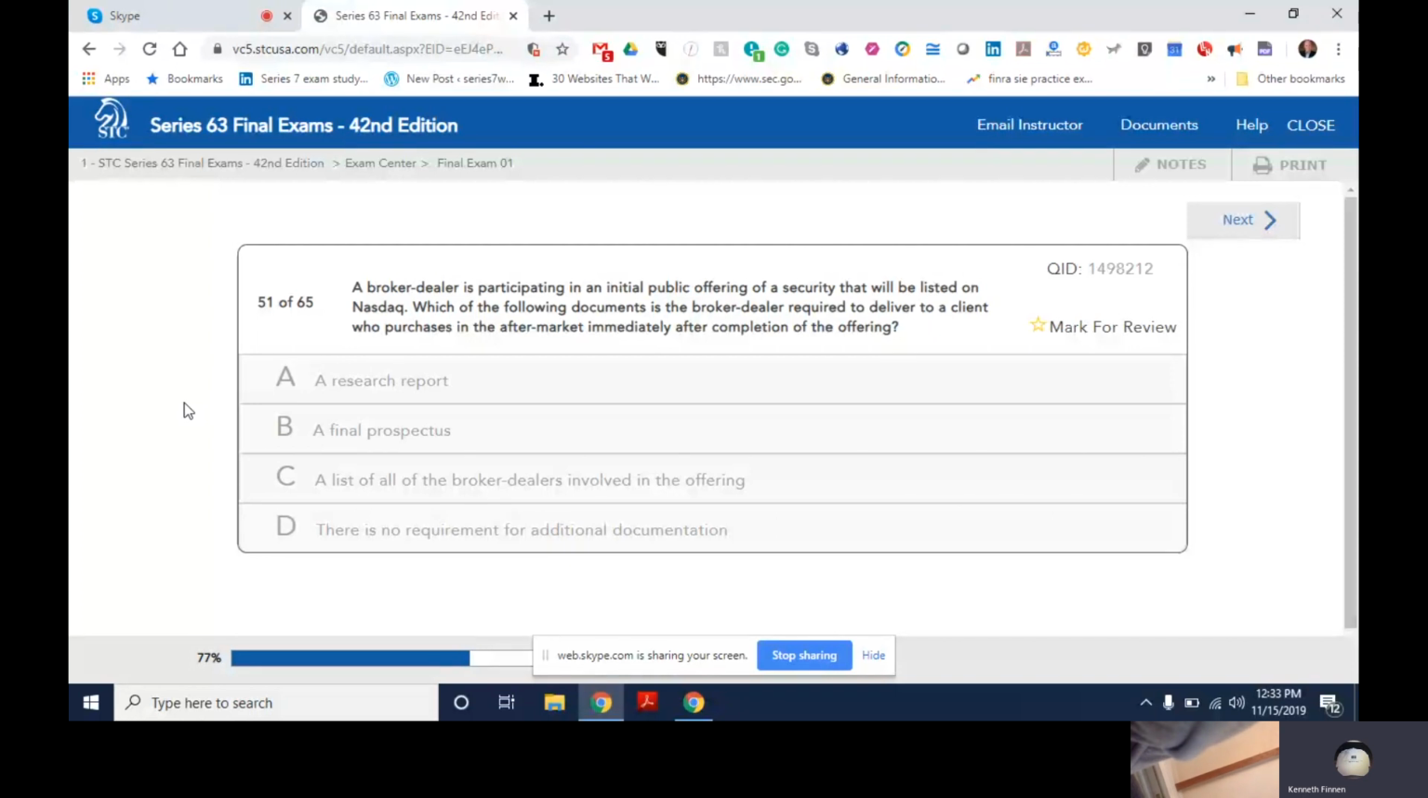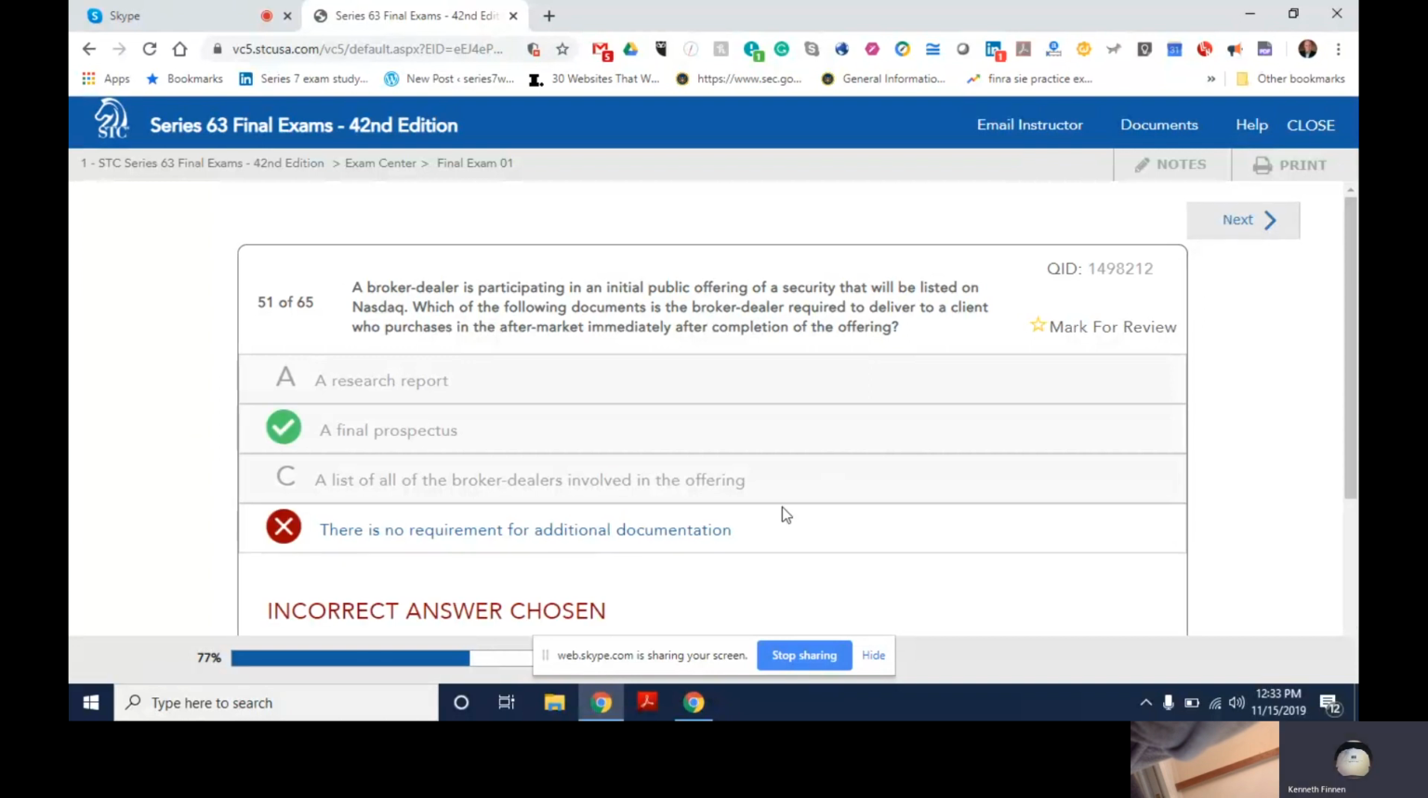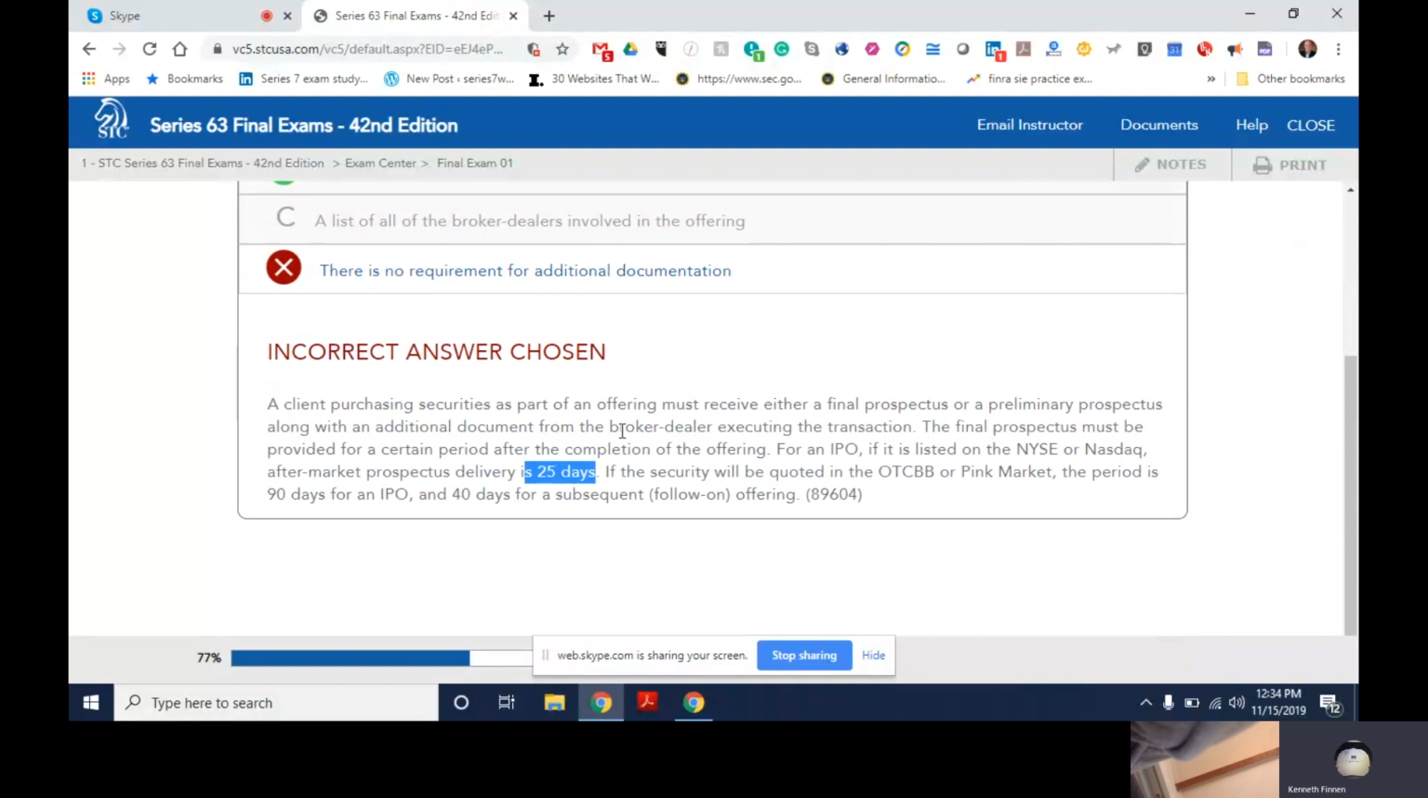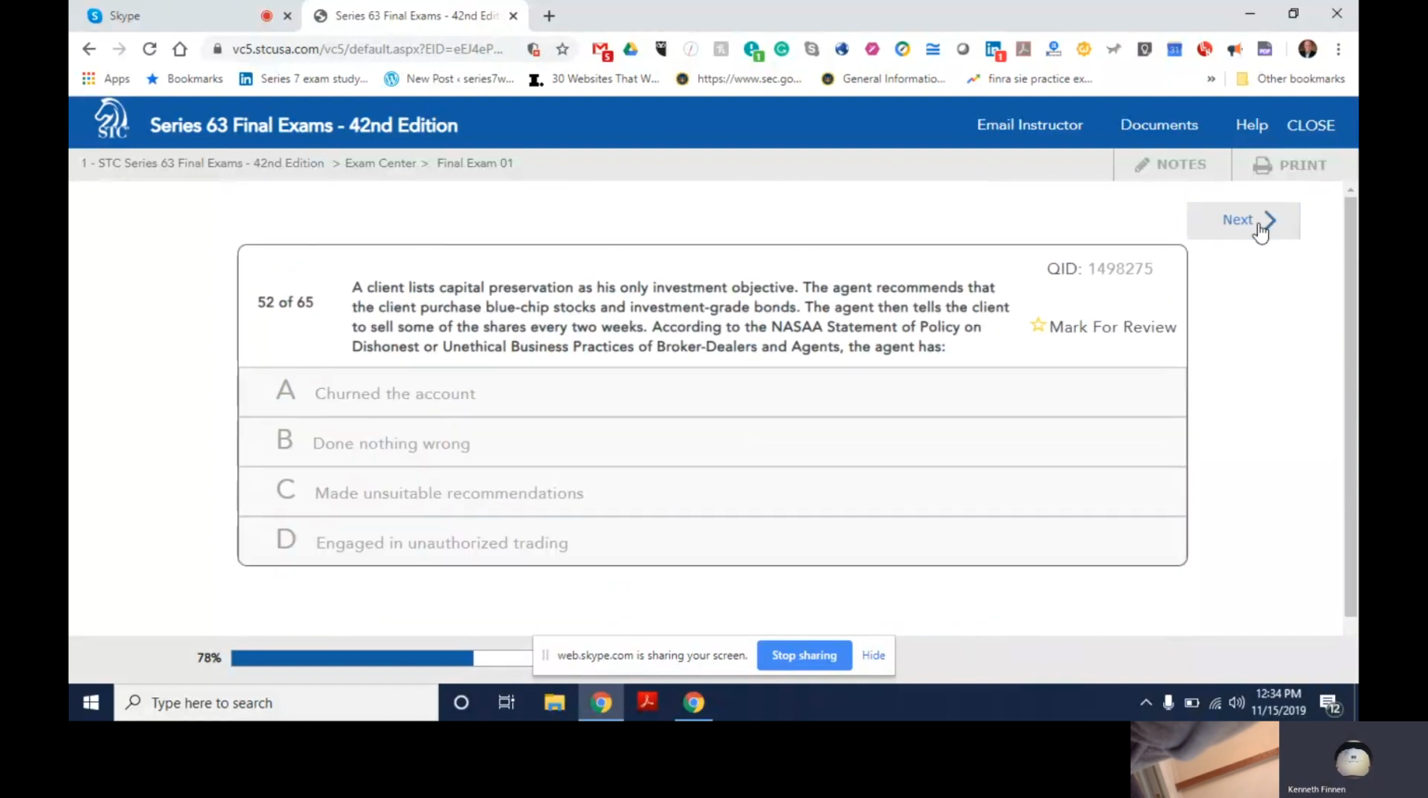We're back. Sorry about that. The broker-dealer is participating in an IPO of a security that will be listed on NASDAQ. What do I have to give to a client who purchases in the aftermarket? I would think, let's go with D. It's a trick question, it's either going to be B or D. They're saying a final prospectus, because maybe it's within the 90 days. Oh, immediately after completion. Okay, I missed that. If it's immediately after, that means it's within 25 days of the IPO, so you would have to give it to them.